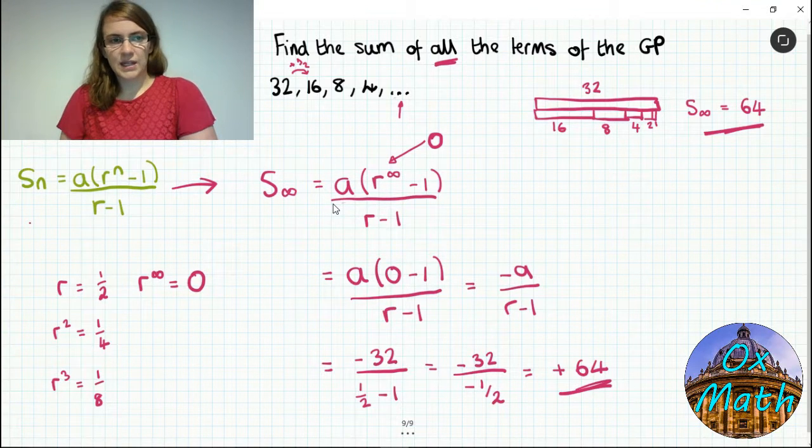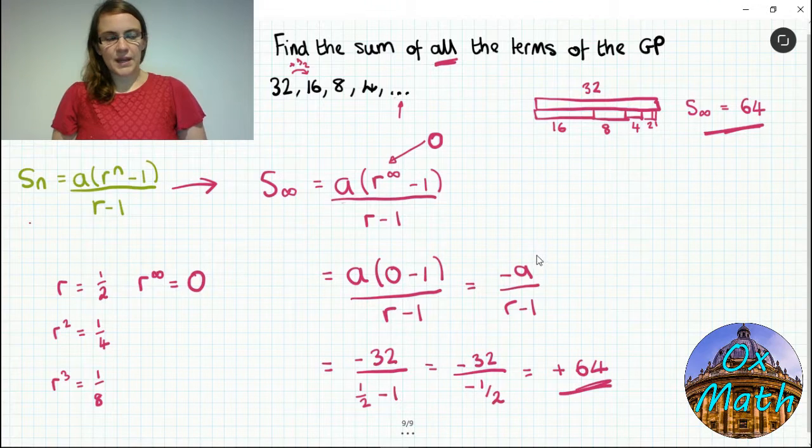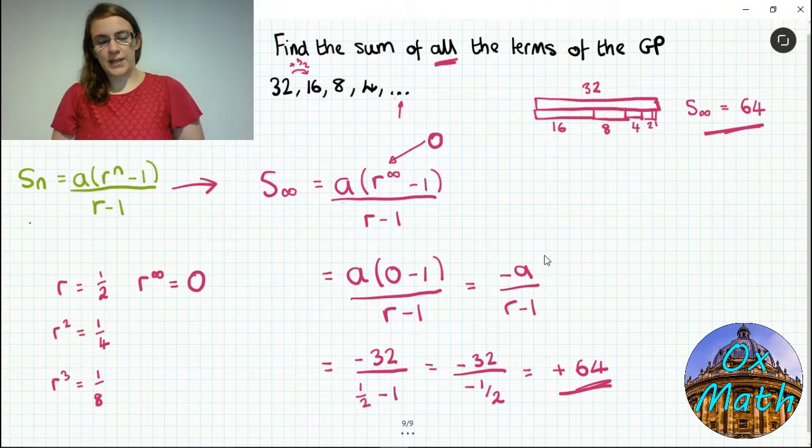So it does actually work, because remember, the ratio is less than 1. When you multiply something by less than 1, it gets smaller. So as you keep multiplying it, it keeps getting smaller and smaller and smaller until you can assume it is so small that it is practically 0.